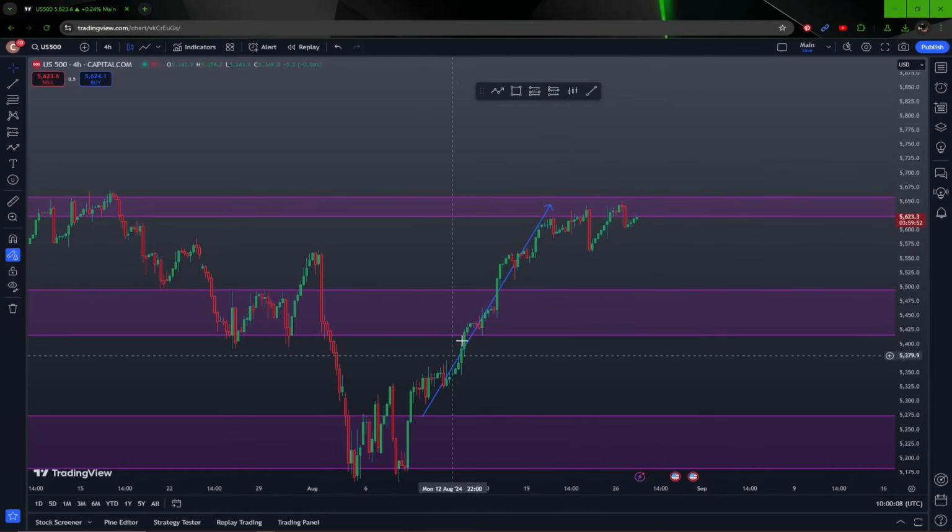Point being, if you trade with the trend and you see the market structure and it breaks through this resistance that you've got in the top here, goes through.